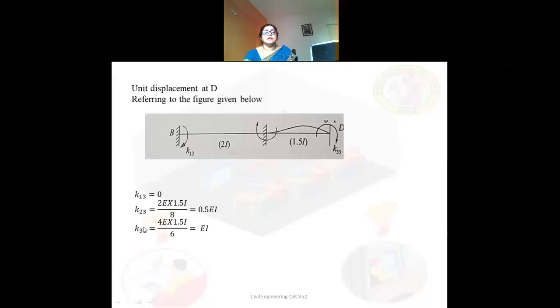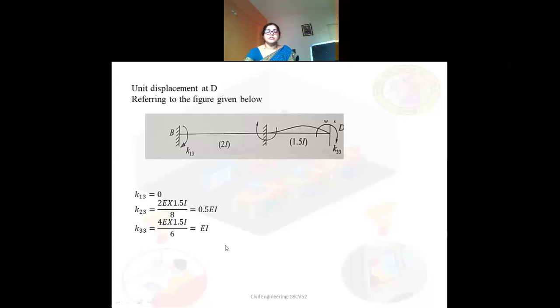Then again K33. What is K33? What is the force developed at coordinate 3 due to unit displacement or unit rotation at coordinate 3? So that is again 2 EI by L into 2 theta D plus theta C minus 3 delta by L. 3 delta anyway 0, theta C is 0. In place of 2 theta D, 2 into 1. So if you do, it is 4E into, in place of I, if you put 1.5 I divided by 6, you are going to get EI.